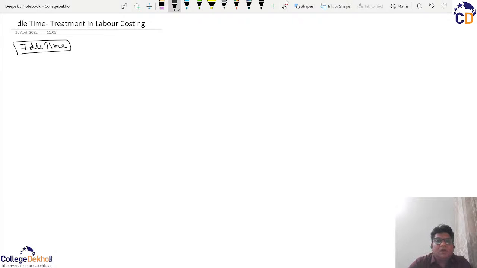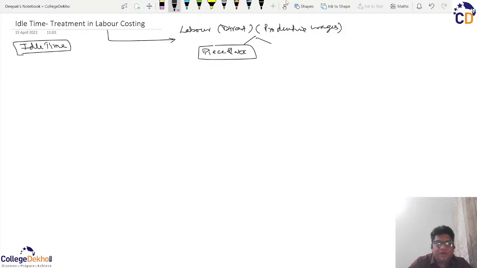So before I turn to this concept of idle time, we just have to revise that whenever we talk of labor cost, ideally this labor is the direct labor cost or the productive wages cost. And normally when we pay the productive wages to the factory worker, they are either being paid on the basis of the number of pieces that they have produced, that is the output they have created, or on the basis of the time that they have consumed, that is the time rate system.